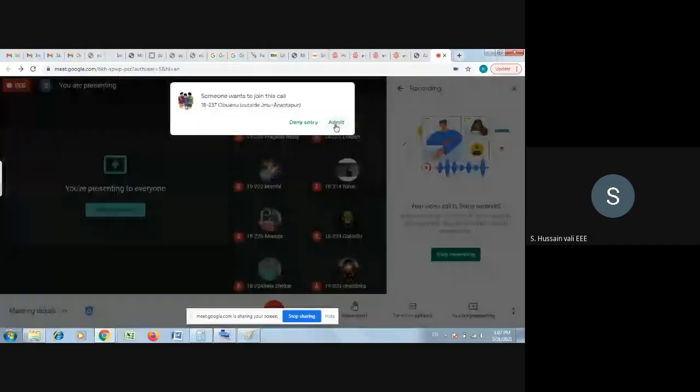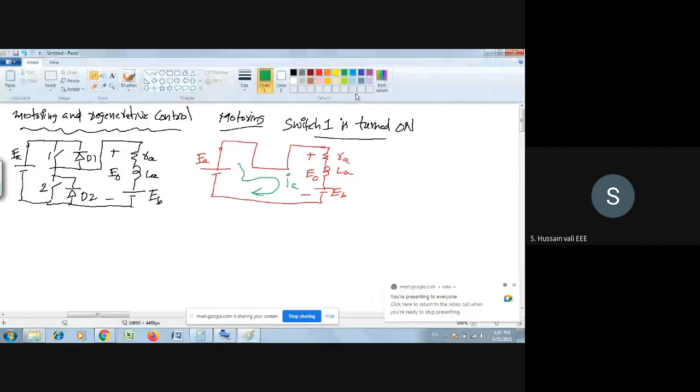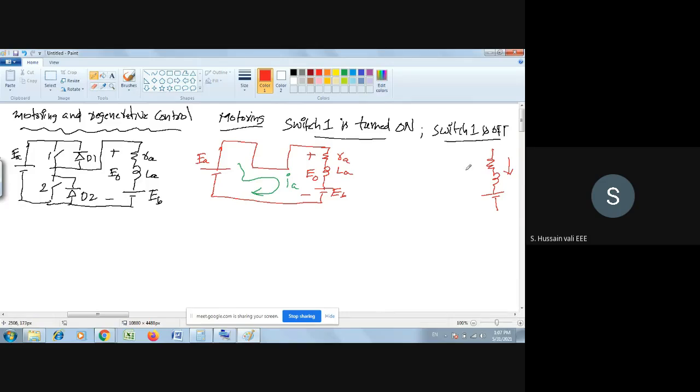This you have seen. Okay, and when the switch is off, what will happen? When switch 1 is off, the circuit diagram becomes this one. The direction of the current will not change, it remains the same. So when the switch is off, what is the only option it has left now? The option it has left now is through diode D2. So D2 will conduct.